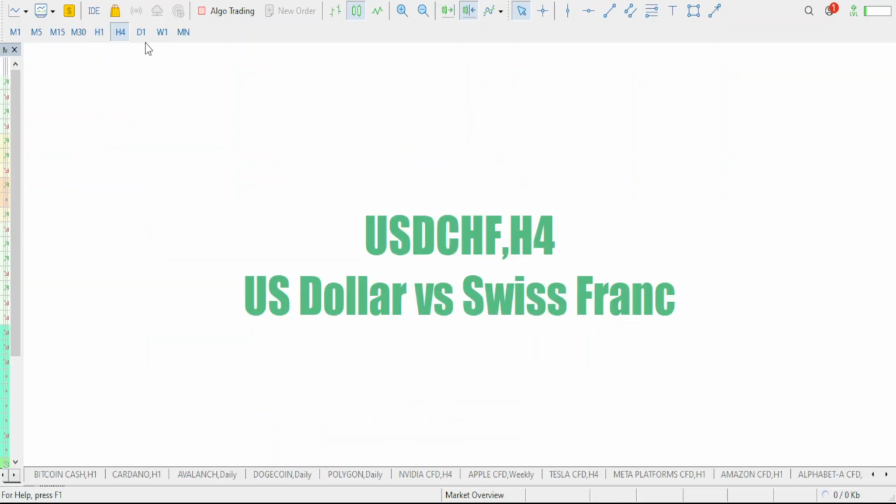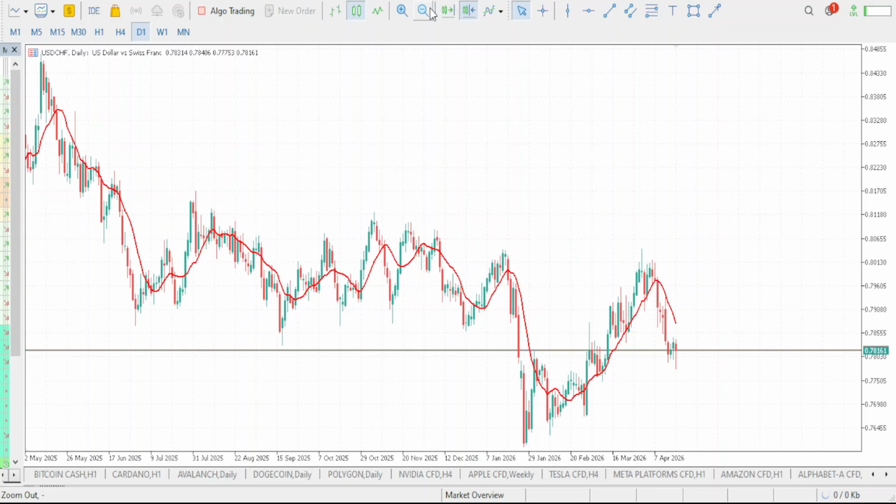What can we see our USD Swiss franc is? Let's do an in-depth analysis on what USD Swiss franc is, so we'll be able to predict what the market will be doing for the day. So let's start with our trend.